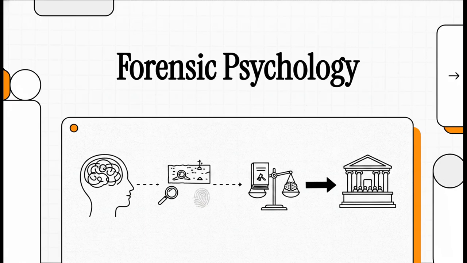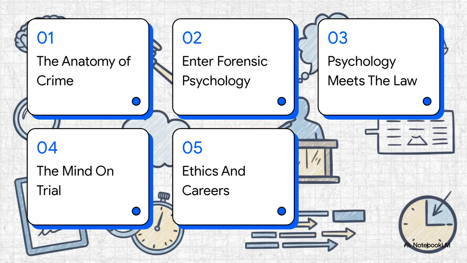Okay, let's dive into this, because today we're unpacking one of the absolutely most fascinating intersections in our entire society. I'm talking about the exact point where the messy, unpredictable realities of the human mind completely collide with the rigid, black and white structures of the law. We're going to take you from the absolute basics of a crime scene straight through to the high-stakes, real-world decisions made in the courtroom. So here's our syllabus and roadmap for today's crash course.